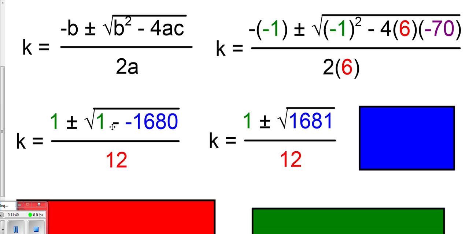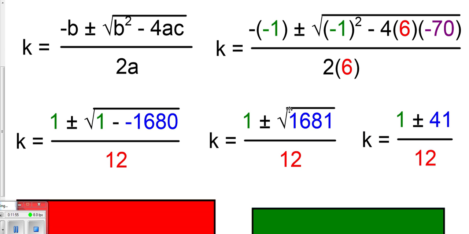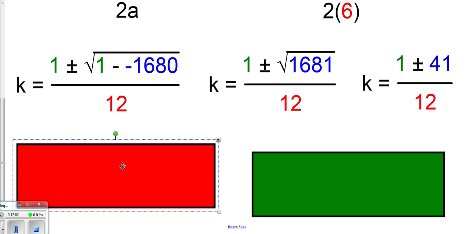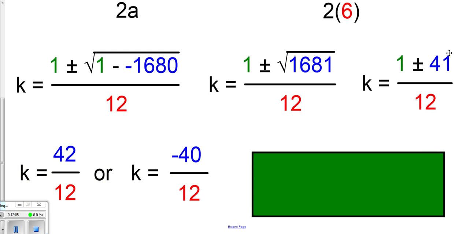Simplifying under our square root, 1 minus a negative will become adding. So 1 add 1,680 is 1,681. And it's still all over 12. Simplifying that down, that square root is actually 41. So we have 1 plus or minus 41 all over 12. Simplifying that then, this is where we break it into two pieces. Either 1 plus 41, which makes 42, or 1 minus 41, which makes negative 40. In each case, it's still over that 12.